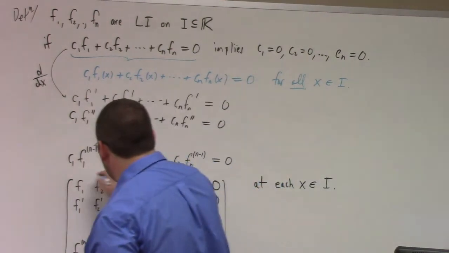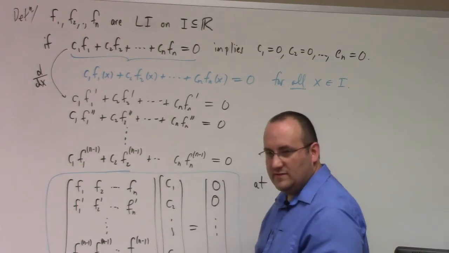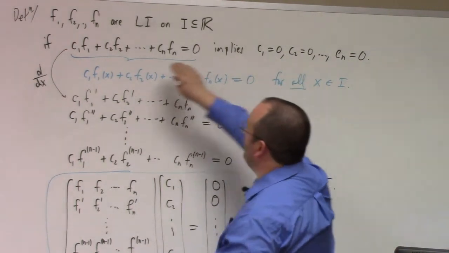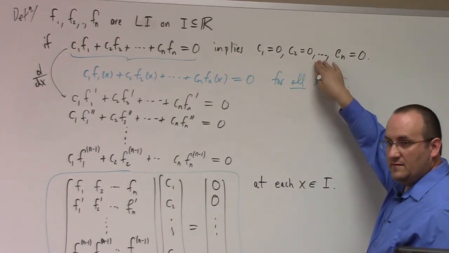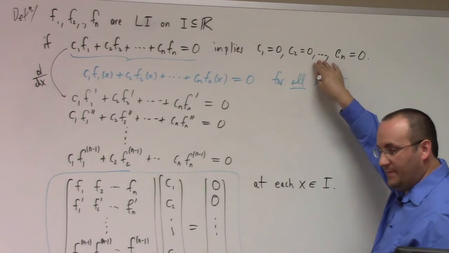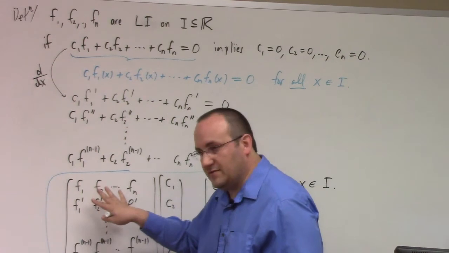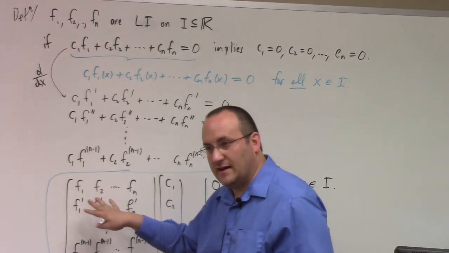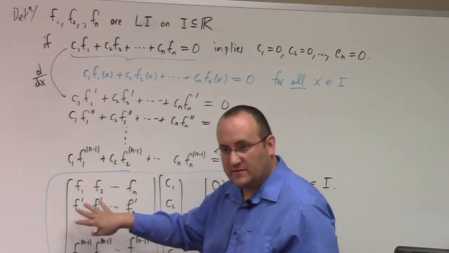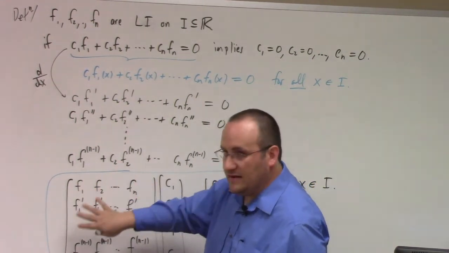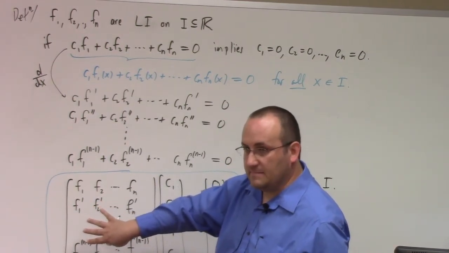One of the central theorems of linear algebra is that if the only solution to this is the 0 vector, and that's what we're assuming here, this equation implies that all the coefficients are 0. If that's the case, this matrix has to be what's called an invertible matrix. It forces this matrix of functions to be invertible at each x in I. There are many ways to look at that, but the most convenient calculational way is that the determinant of this matrix has to be non-zero if the functions are linearly independent.